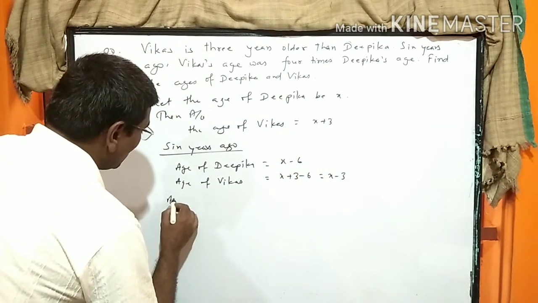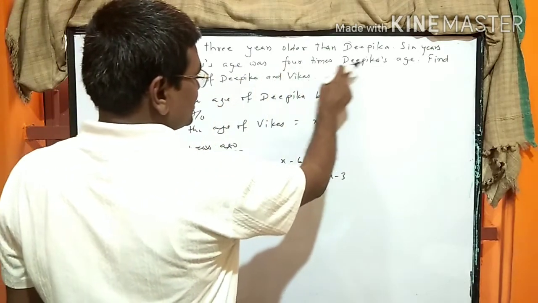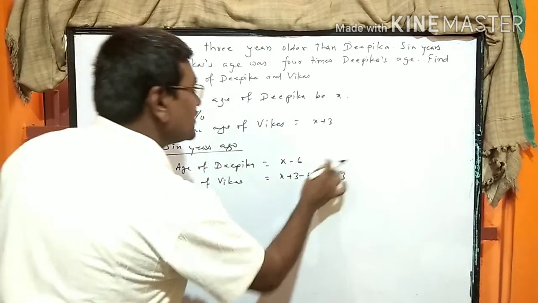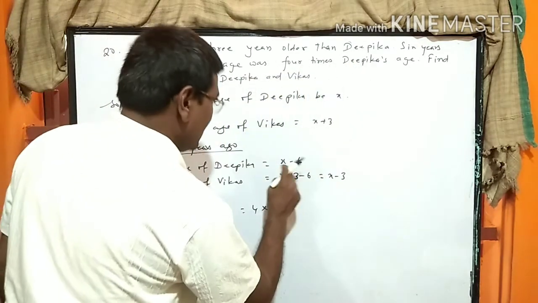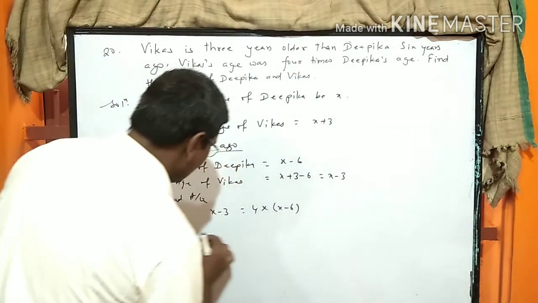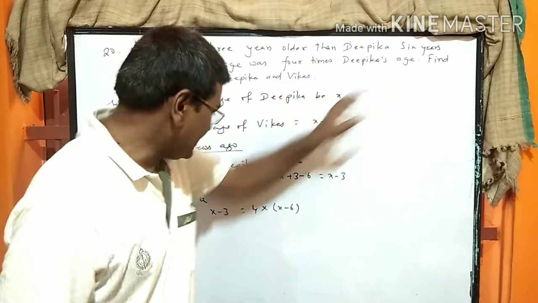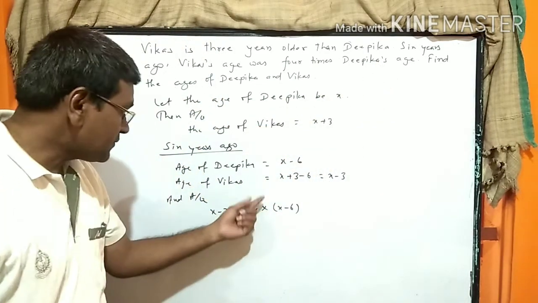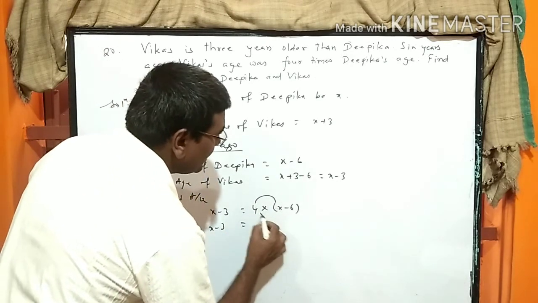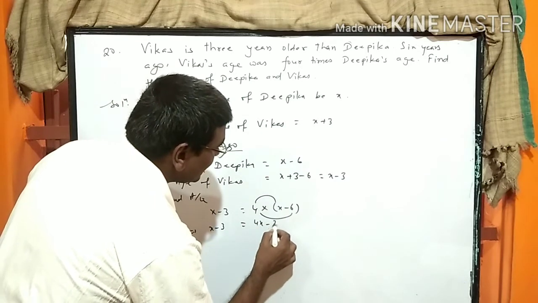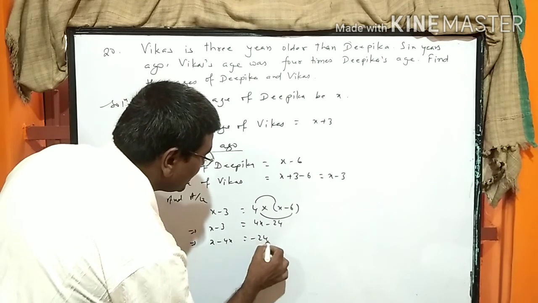And according to the question, Vikas's age was 4 times Deepika's age. Vikas, this is x minus 3, 4 times means 4 into age of Deepika. This is x minus 6. Vikas was 4 times Deepika's age. x minus 3 equals, multiplying using distributive property, 4x minus 24.